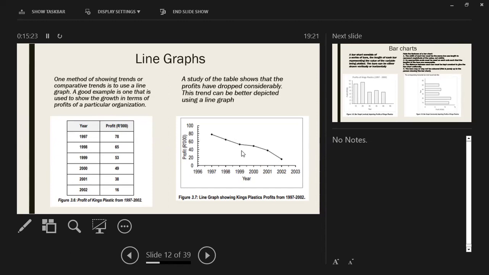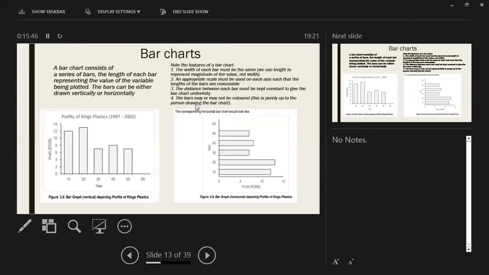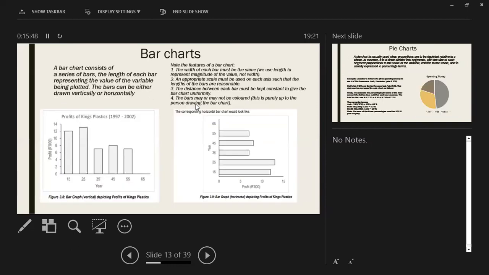But now here you can easily see, oh, the company has been operating at a loss. You can see that the sales are dropping as the years progress, which means that they are encountering some losses. So the trend can be better depicted using the line graph. That is the beauty of using diagrams and pictures more than tables, right?